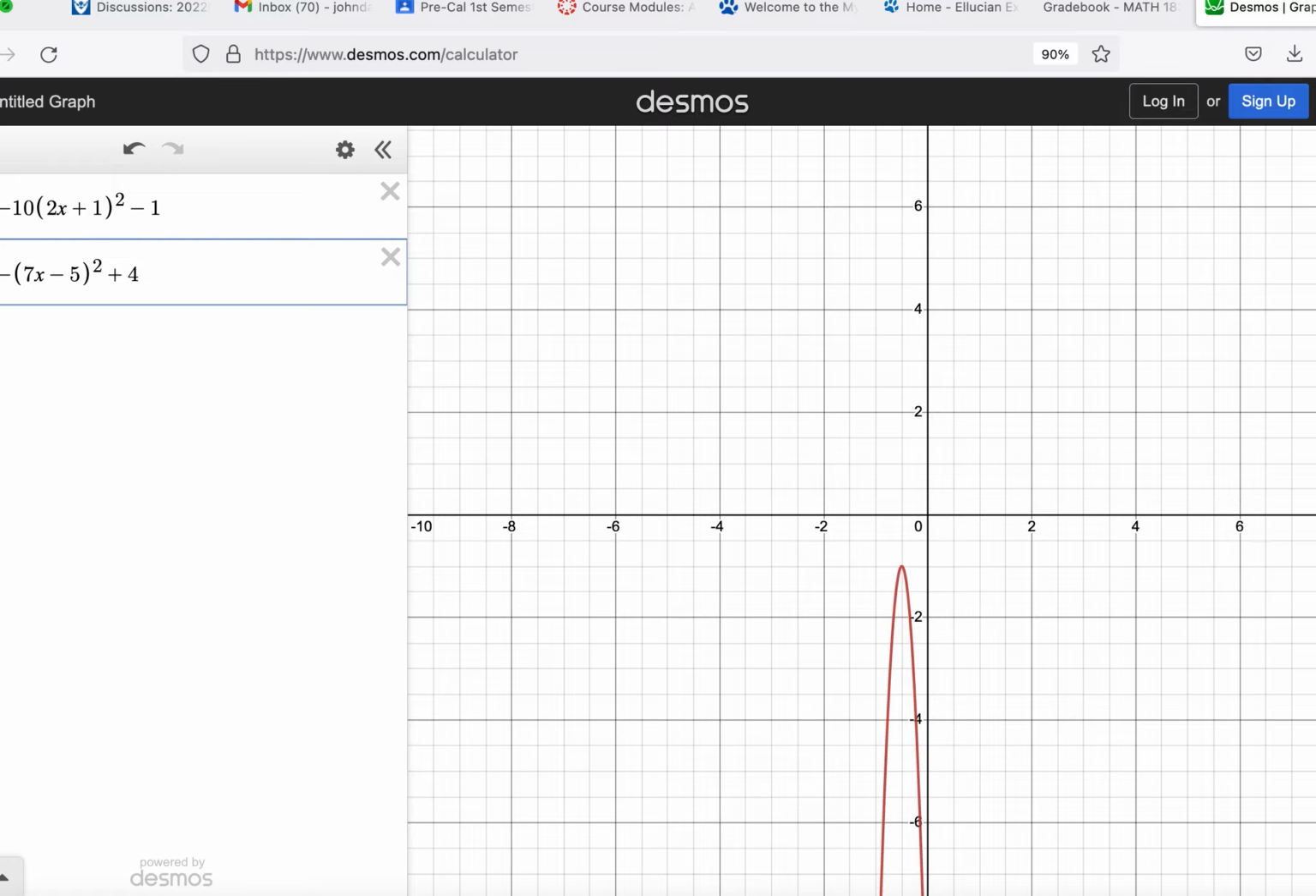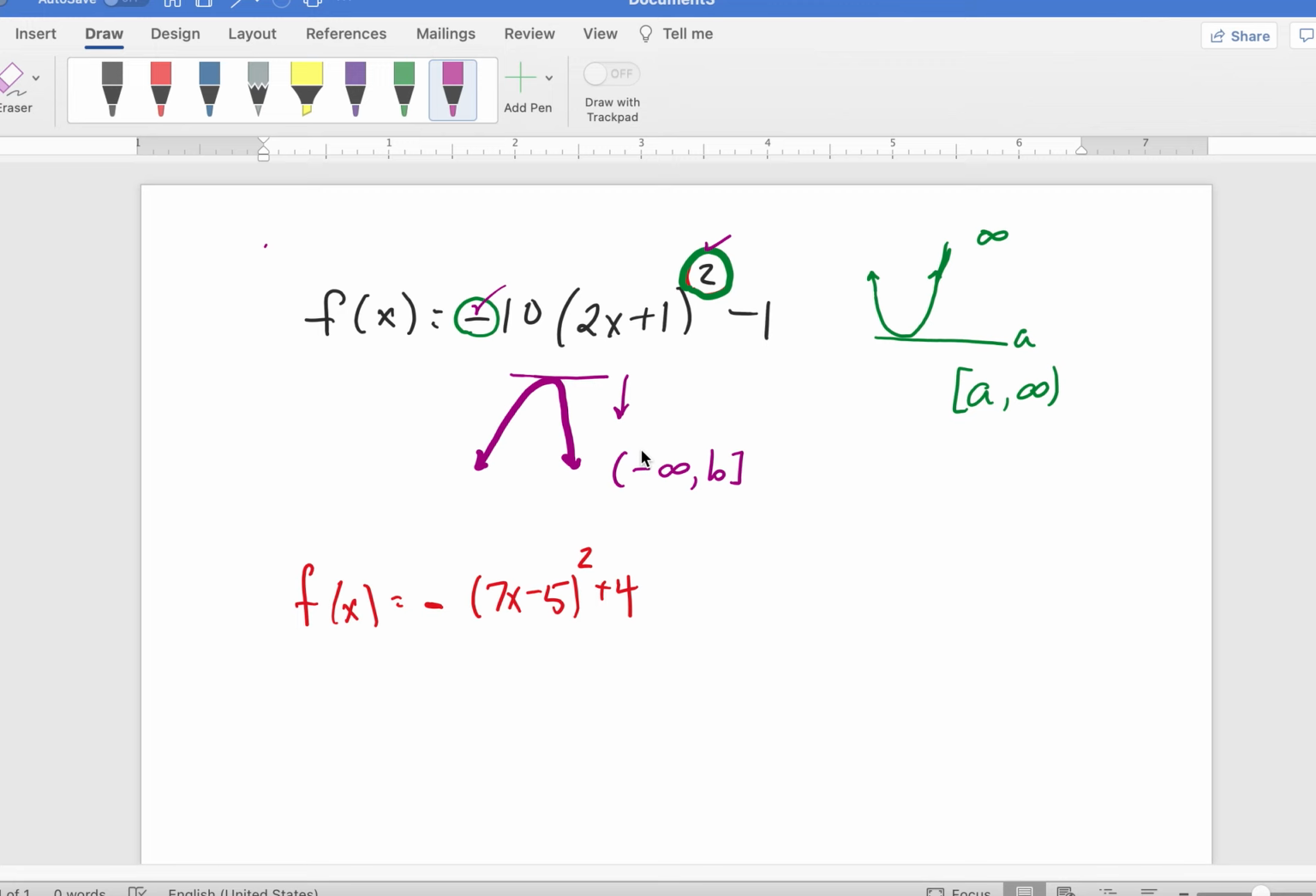So if we were to write the range for this one, it would flow along more with our plum color here. Our b value would actually be -1. The range for this one would be negative infinity to -1.